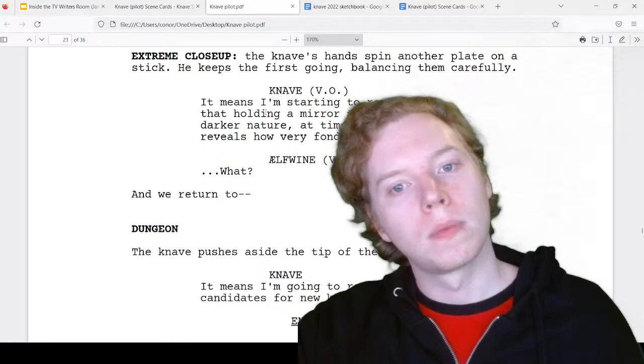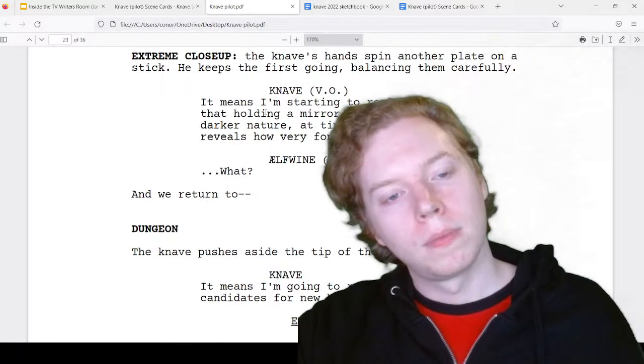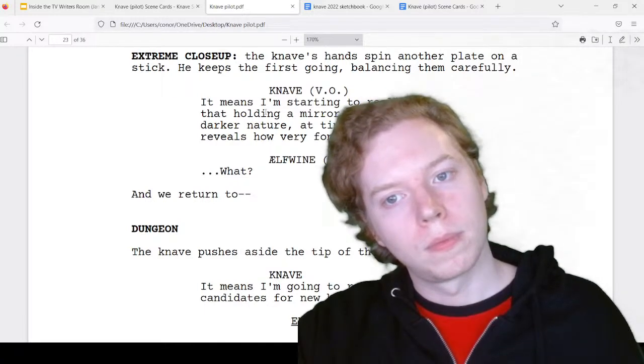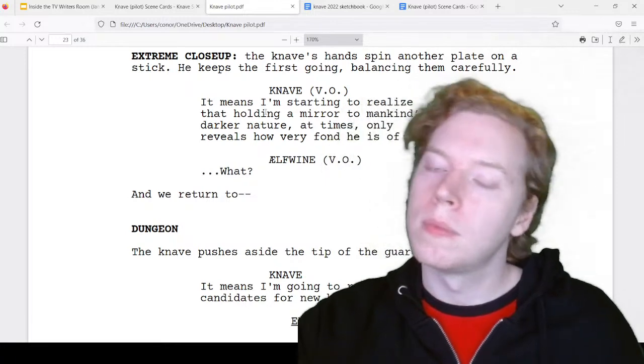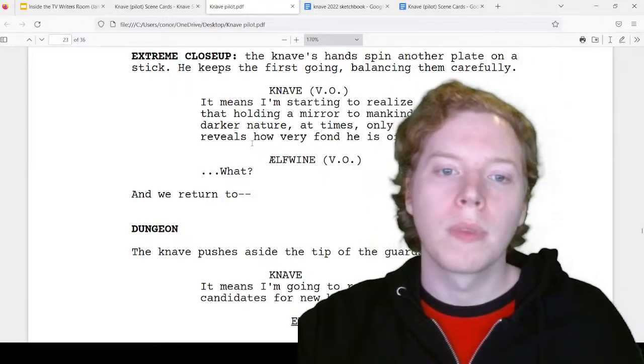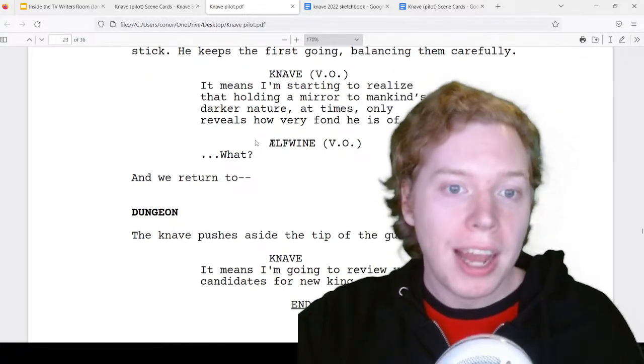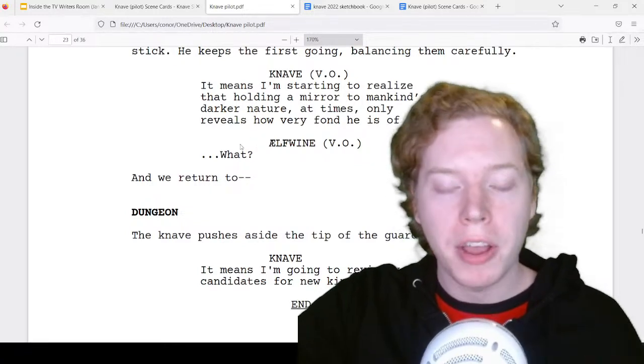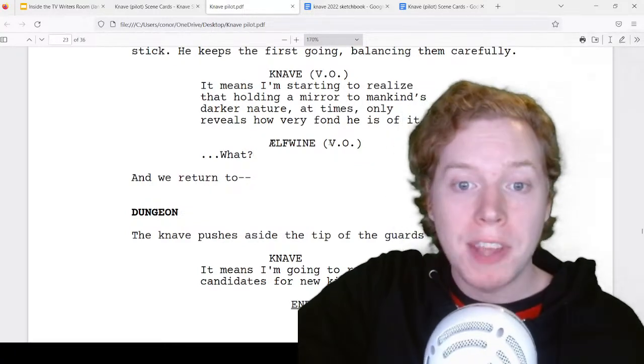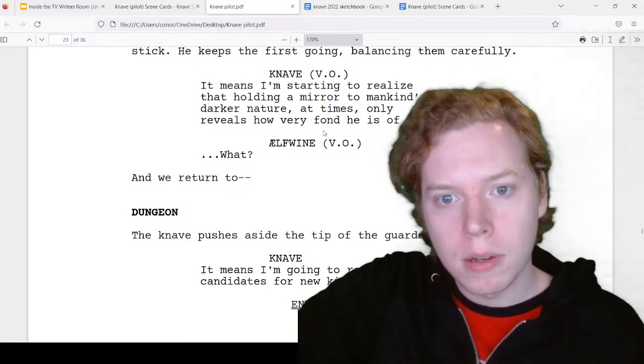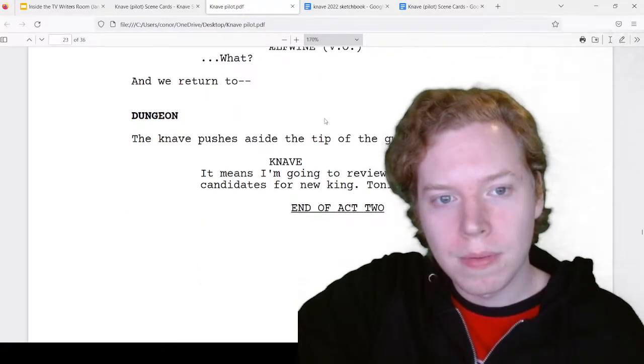Extreme close-up. The knave's hands spin another plate on a stick. He keeps the first going, balancing them carefully. It means I'm starting to realize that holding a mirror to man's darker nature at times only reveals how very fond he is of it. What?